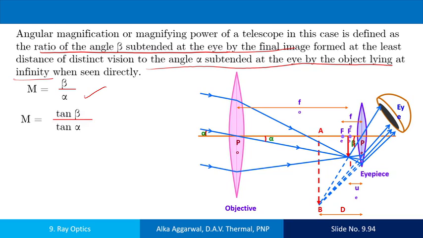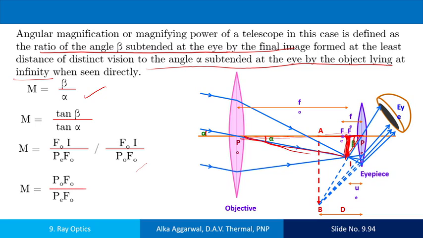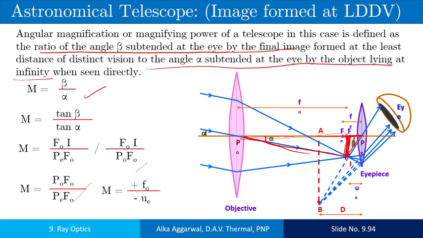Now put the value of tan beta. Tan beta is equal to perpendicular upon base, that is, f naught I upon P naught f naught. Tan alpha, this angle, again is f naught I upon P naught f naught. The f naught I cancels out and this will be the relation. P naught f naught, this distance, is the focal length of the objective.